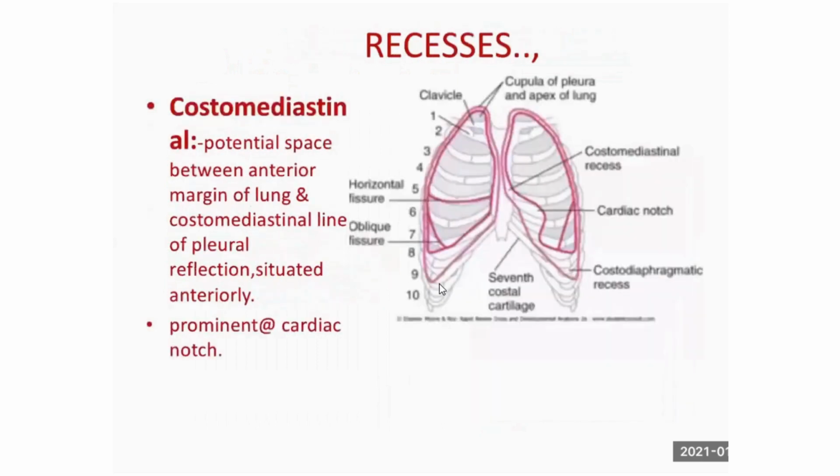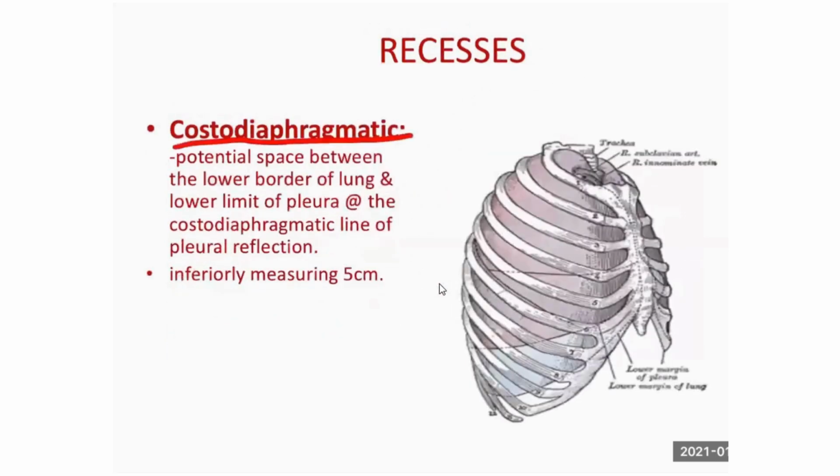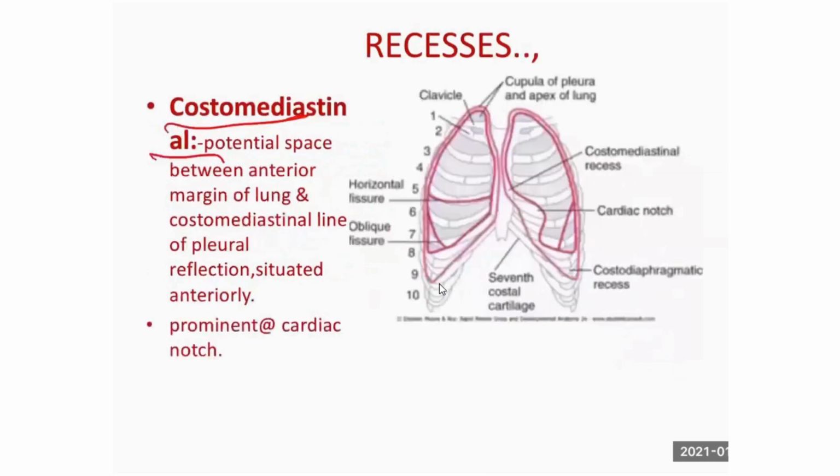This is important. Recesses are important. Recess means spaces, right? You get costo-mediastinal recess, costo-diaphragmatic recess. This is costo-mediastinal. This is costo-diaphragmatic. You see which is lower down at the edge, costo-diaphragmatic. Costo-mediastinal is towards the medial surface. As the name indicates, mediastinum is the medial surface. So that pleura is costo-mediastinal pleura along the anterior margin of the pleural reflection.